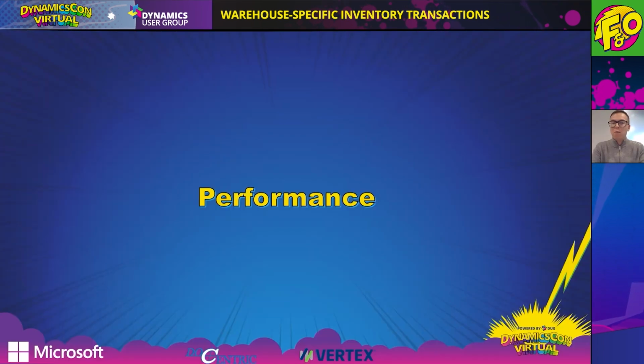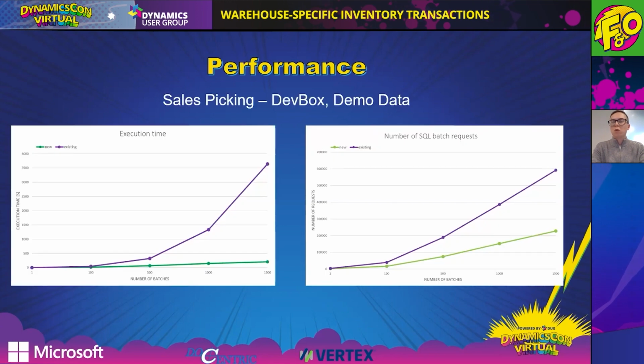Let's discuss the performance characteristics of this new feature. We show you right now the two scenarios, the sales picking and movement of full license plates. And you see two charts. The left chart talks about execution time, and the right chart talks about the number of SQL batch requests.